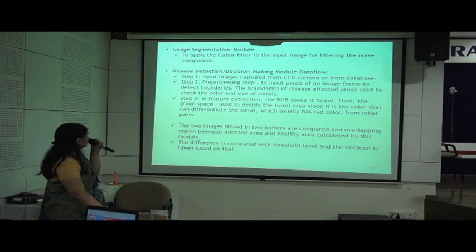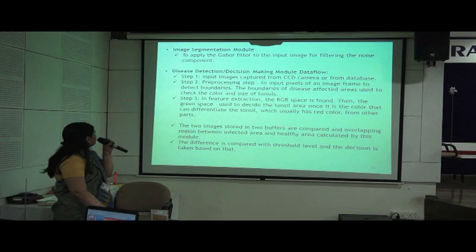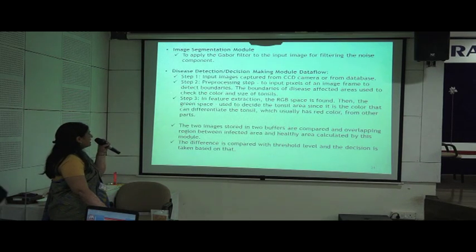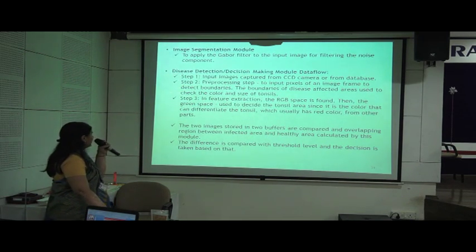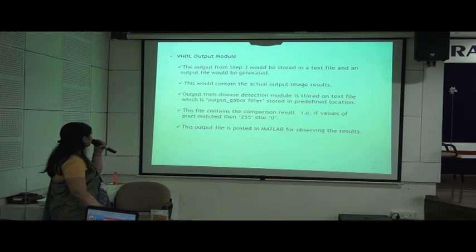These are the disease detection and decision making module data flow. Step 1, the input images are captured from a CCD camera. Second is pre-processing, where input pixels are processed step by step. Third is feature extraction, where RGB space is found and green space is used to decide the tonsil area. The 2 images are stored in 2 buffers and compared, and the overlapping region between the infected area and healthy area is calculated by this model. And this difference is compared with the threshold level and a decision is taken based on that.